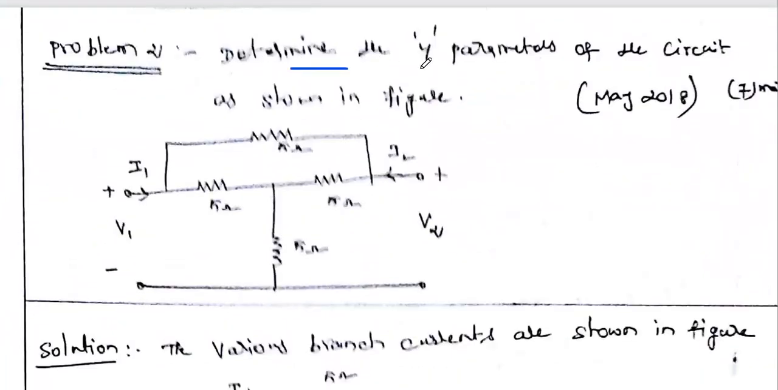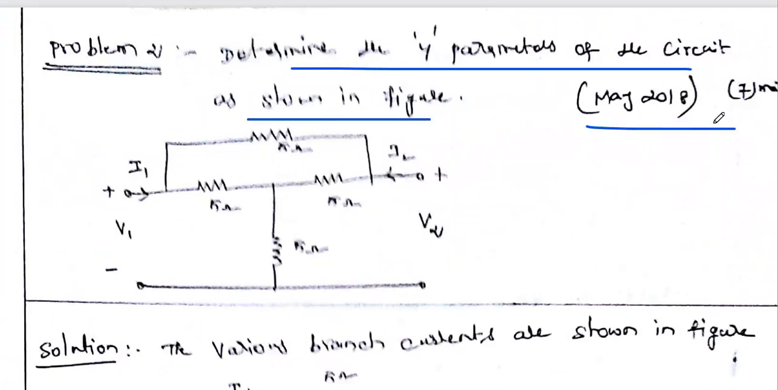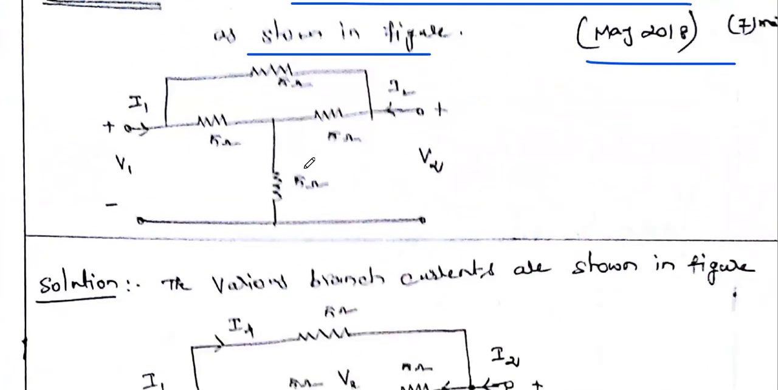Determine the Y parameter of the circuit as shown in the figure. This is a May 2018 question, a 7-mark question. You see the network, which is like a T structure and pi structure. Here 5 ohm, 5 ohm, 5 ohm, four 5 ohm resistors are connected in this manner. This is port 1, 1 dash, and this is port 2, 2 dash.